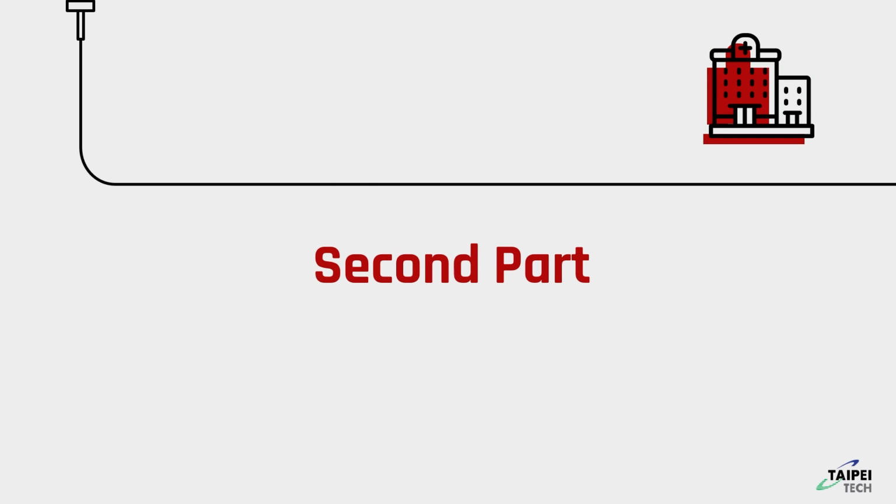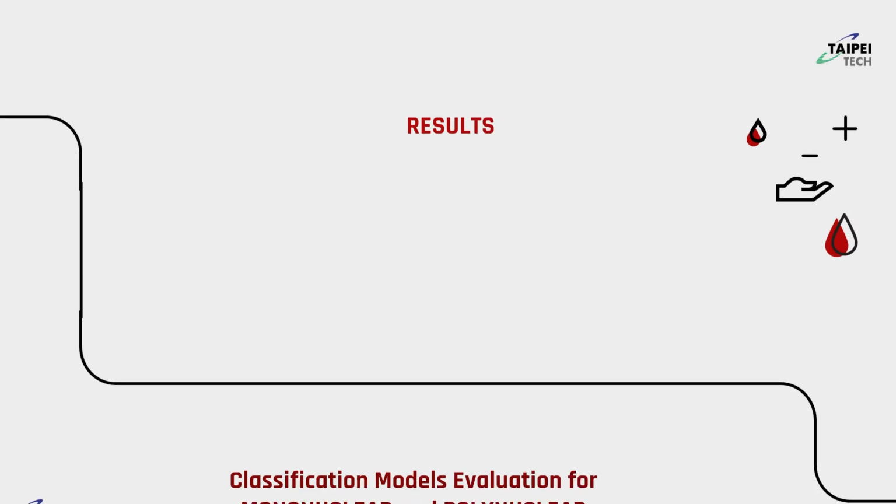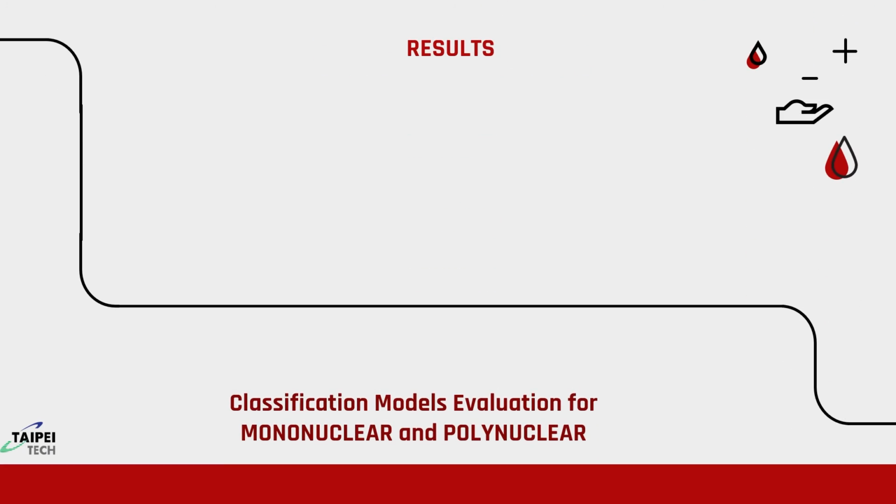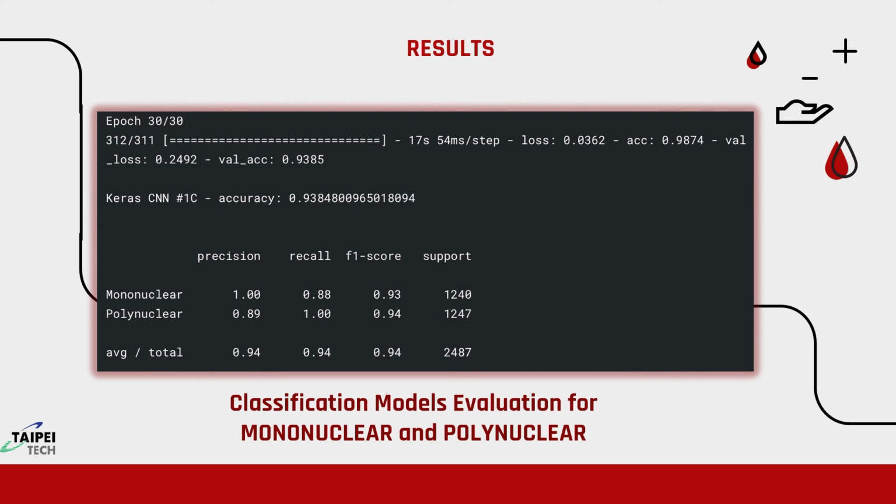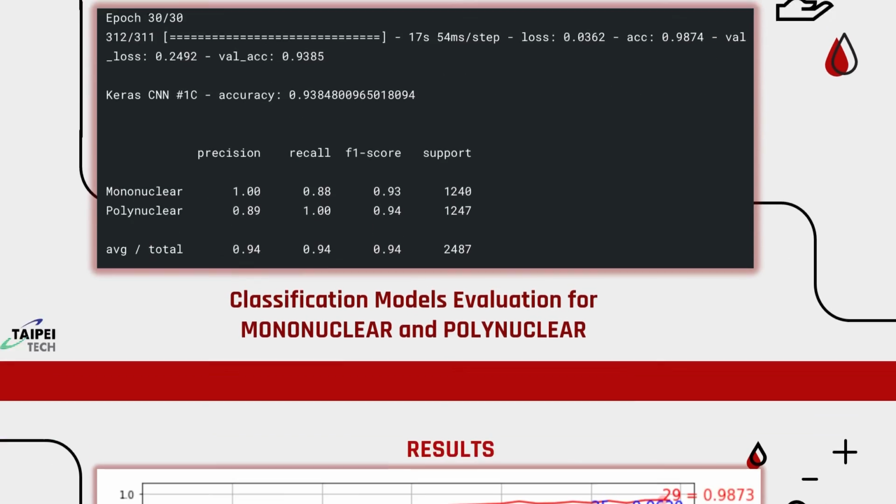In this second part we will classify the two cell groups mononuclear and polynuclear using the same model. After testing this model with binary classification, we found that the mononuclear has the highest score of 100% and the polynuclear is around 89%. On average, this model also has a high accuracy of 94% for the two classes.